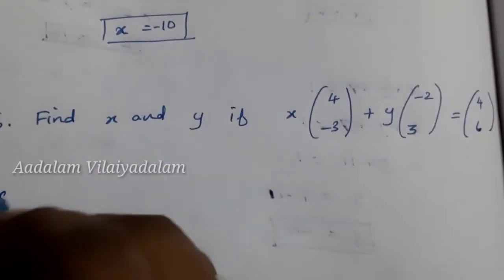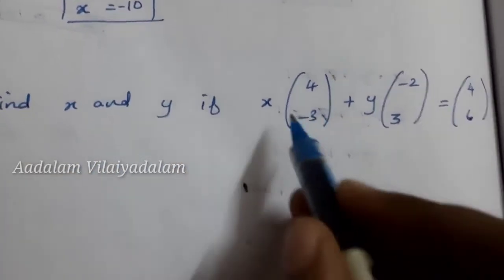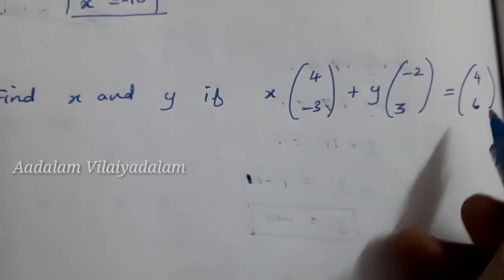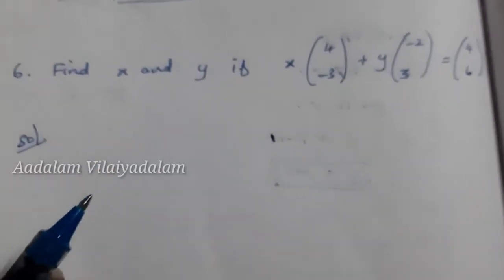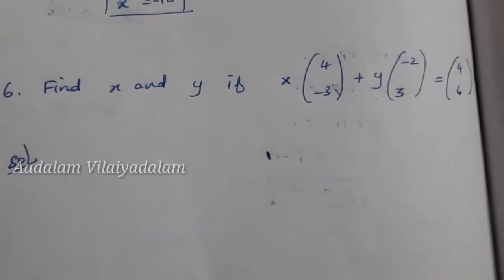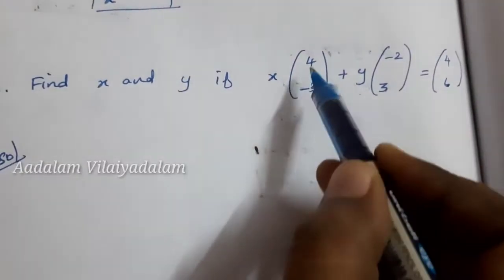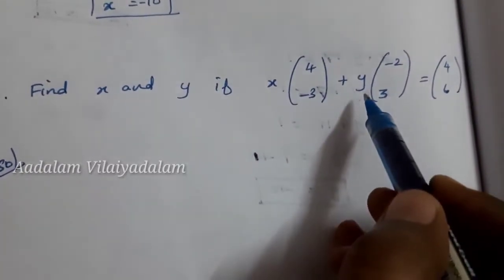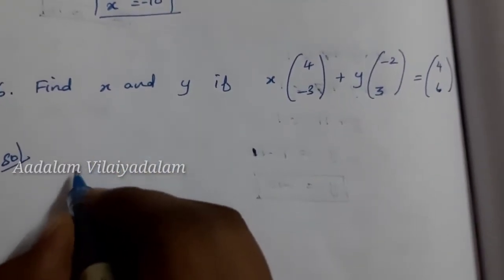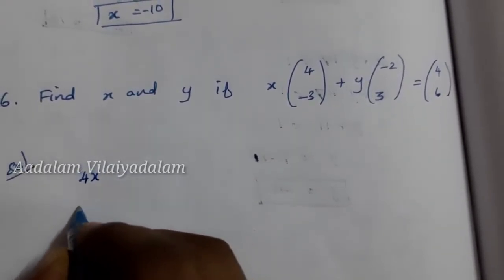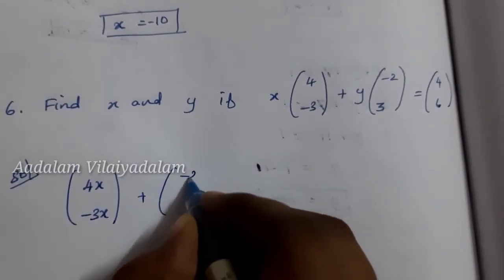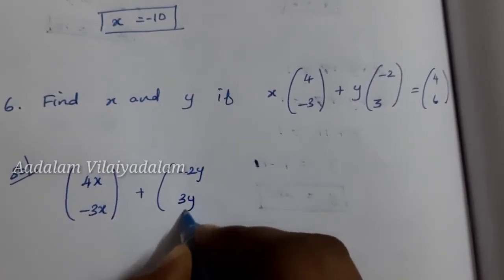Here, the sixth question is, find x and y if x into the matrix 4, minus 3 plus y into the matrix minus 2, 3 equal to the matrix 4, 6. It is given. Now, let's find the solution for this. That is, let us multiply the x with the elements of this matrix, and same way let us multiply the y with the elements of this matrix. So, we get 4x and minus 3x and we get minus 2y and 3y.